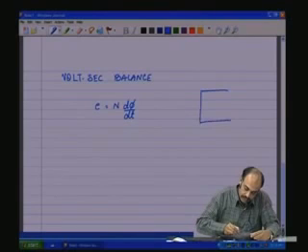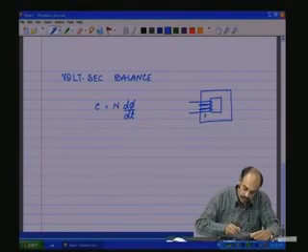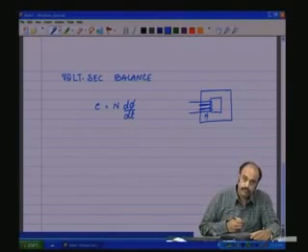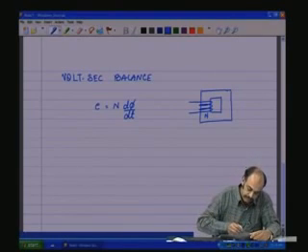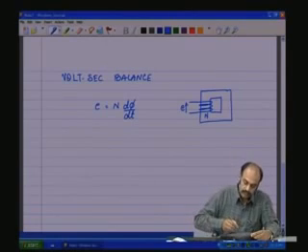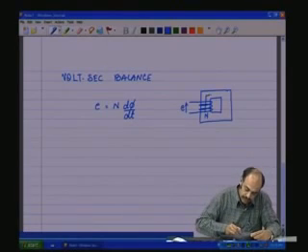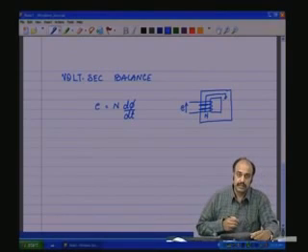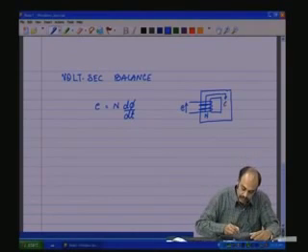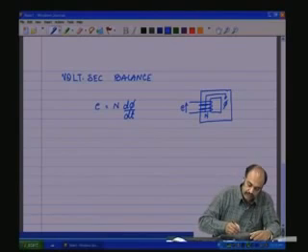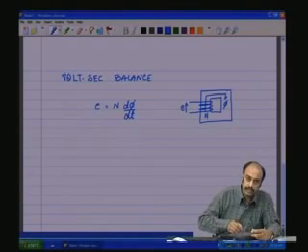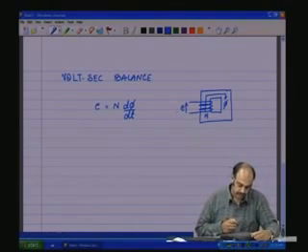That is, if we have a core with N turns winding on the core, and then if we apply a voltage E, there is going to be a flux set up due to the current flowing, and the rate of change of flux into N is going to induce the same voltage E here.